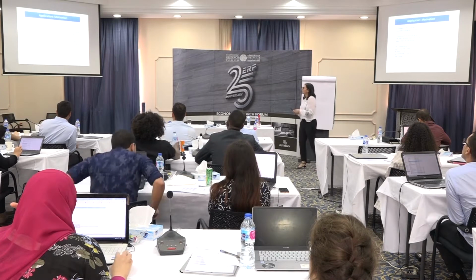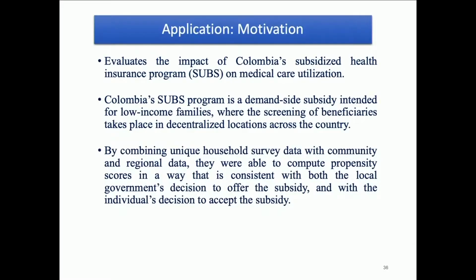So what they did in this paper is that they combine household survey data to take into consideration the demand side, the characteristics of the households, with the supply side, which is related to the community and regional data characteristics. So they have individual characteristics and regional and community characteristics. And they compute their propensity score method. As I said, in their X's, they have individual and household characteristics, and community characteristics.